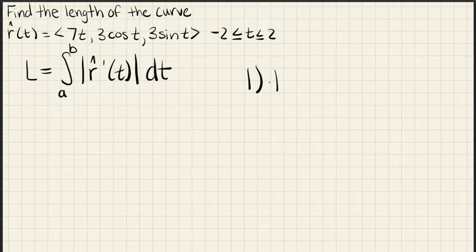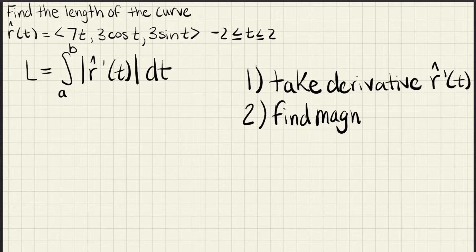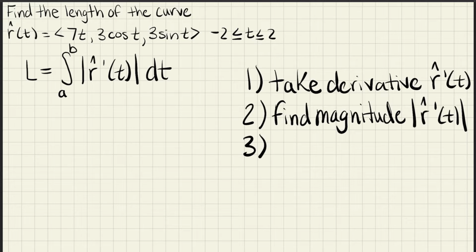And this is actually a relatively simple problem containing only 3 steps to find the length of this curve. First, we're going to take the derivative of this function written as r prime of t. Then the second thing we're going to do is find the magnitude. And once we find those values, we're just going to plug them into our formula and integrate to find the length.